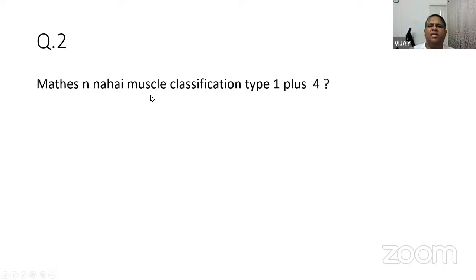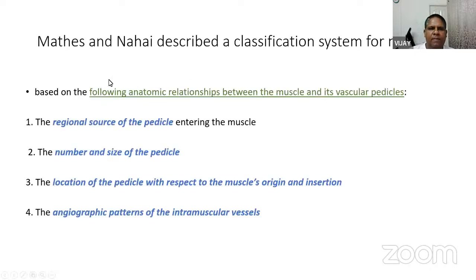Mathes and Nahai classification, type 1 plus type 4 is what? That was the question. Based on the anatomical relationship between the muscle and its vascular pedicles, Mathes and Nahai described the classification. What factors did they take? One, the regional source of the pedicle. Then the number and size of the pedicles, the location of the pedicle with respect to the muscle's origin and insertion, and the angiographic patterns of the intramuscular vessels.